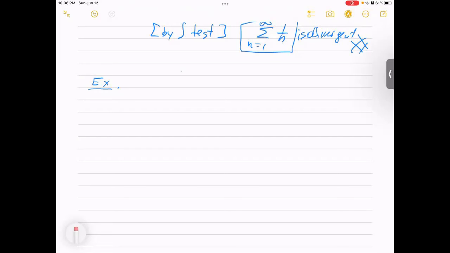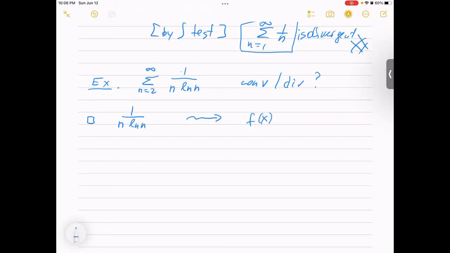Let's do one more example. Here we have the series, sum from n equals 2 to infinity, of 1 divided by n ln of n. And we want to know whether the series converges or diverges. So let's try. We start with 1 over n ln of n. From here we can easily see the function we want to work with, 1 over x ln x. And we want to consider this function for x greater or equal than 2.